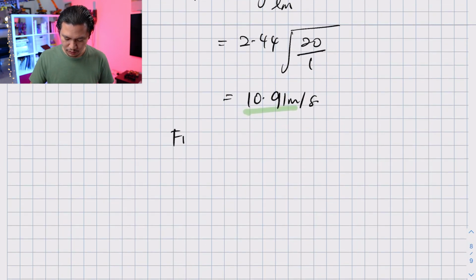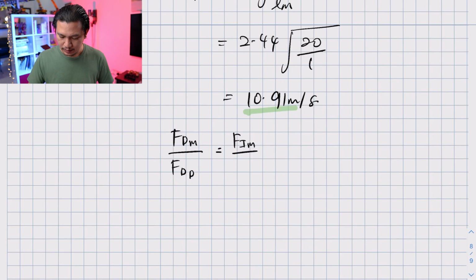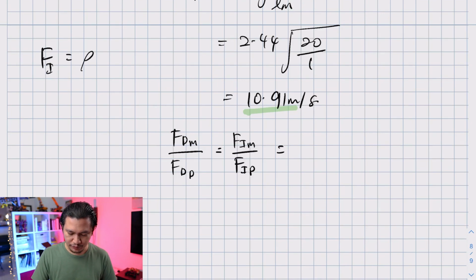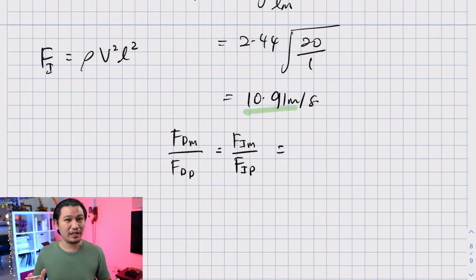So this is drag force of the model over the drag force of the prototype should equal the ratio of the inertial force of the model against the inertial force of the prototype. And the inertial force is given by rho times velocity square times L square. Now, if this is the first time you've seen this, I can imagine that you might feel a bit confused because you've never seen F equal to rho times velocity square times L square.